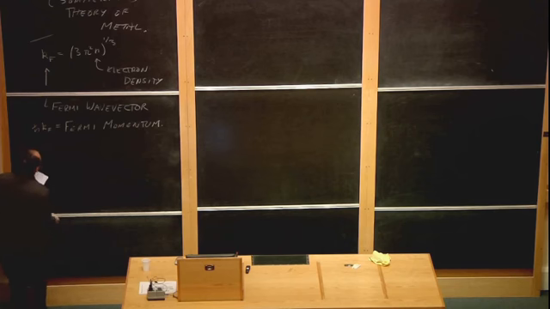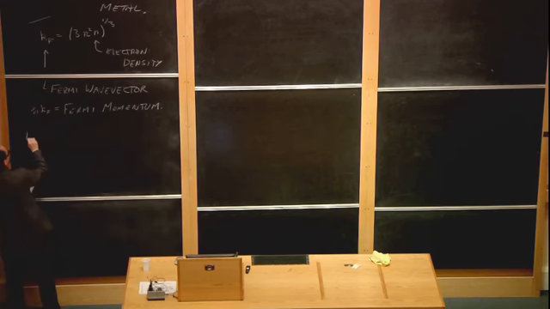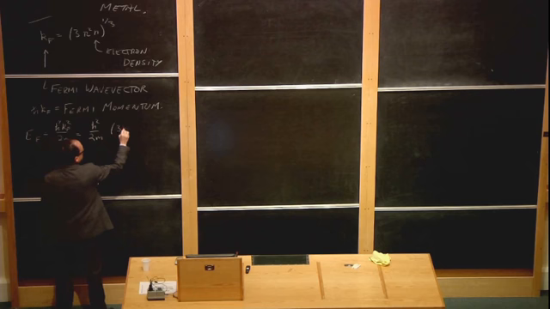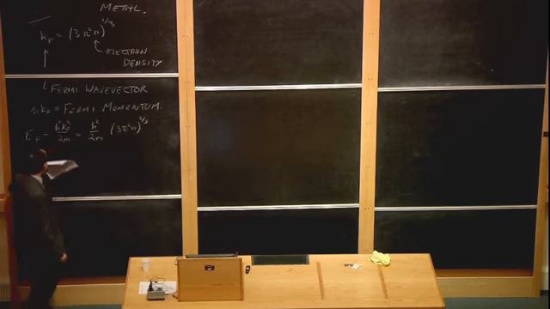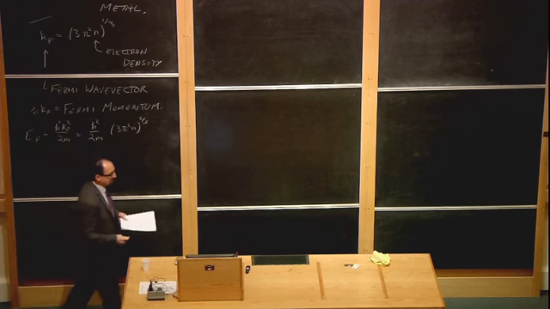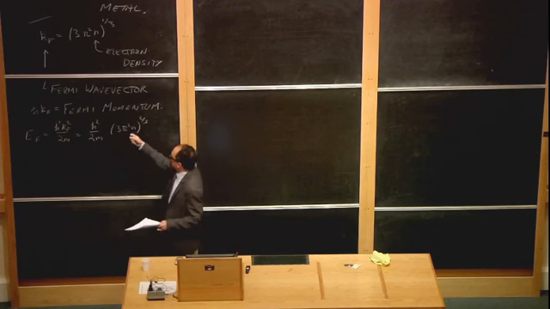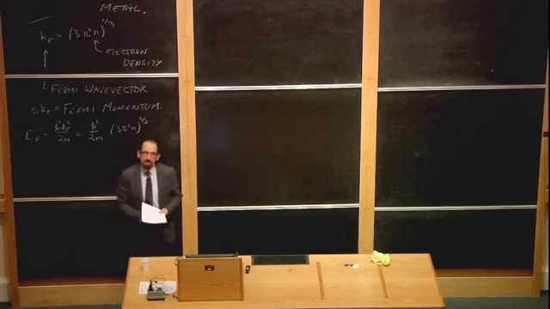From the Fermi wave vector, we can get the Fermi energy in the usual way. EF is h bar squared kF squared over 2m, which we can substitute in our expression for the Fermi wave vector: h bar squared over 2m, 3 pi squared n to the 2/3. This is a rather important relationship that we'll use again. But what's important to realize here is the bigger the density of electrons you have, the bigger the Fermi energy.